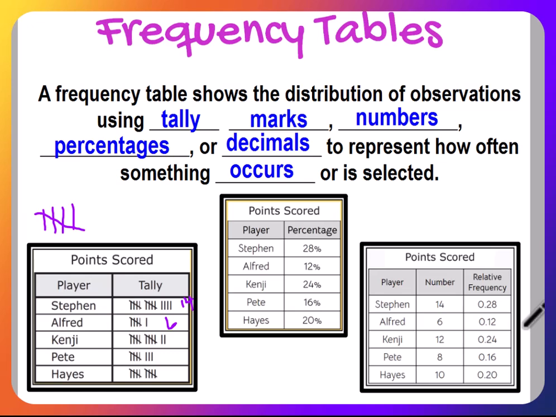Either way, when you add the percents together for everybody's percents, you're going to get 100%. All percents will total 100%. Same thing for the points scored. If you add the relative frequency, the decimals together, you're going to get 1 whole, because 1 whole is equivalent to 100%, right?